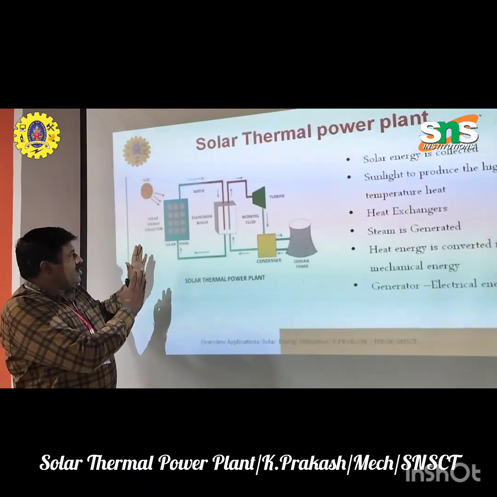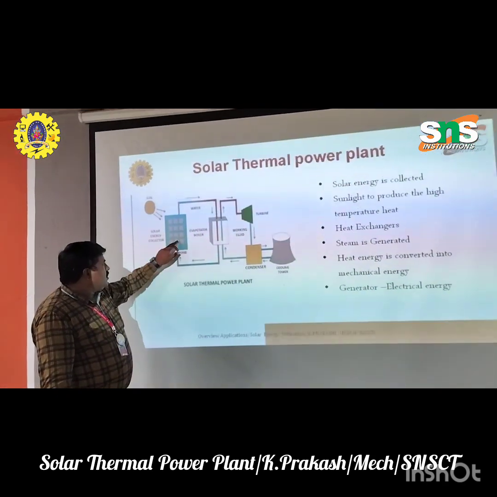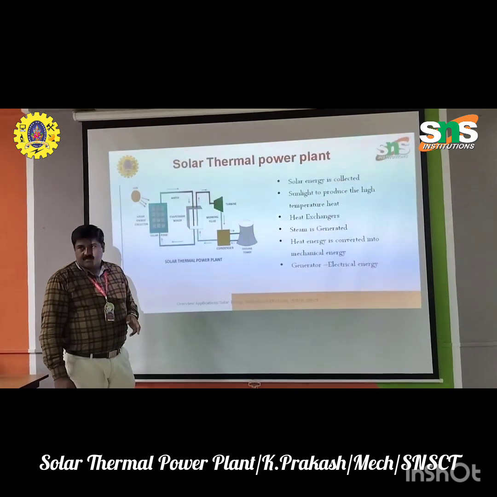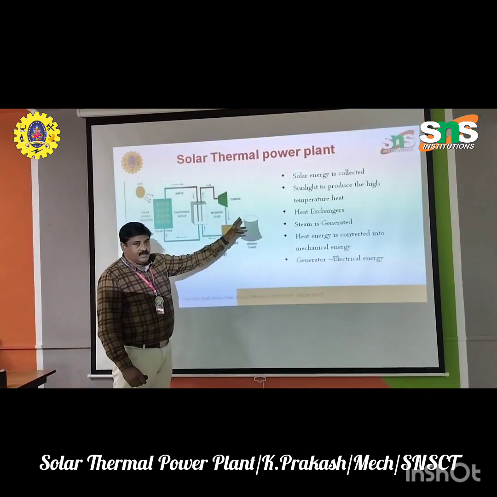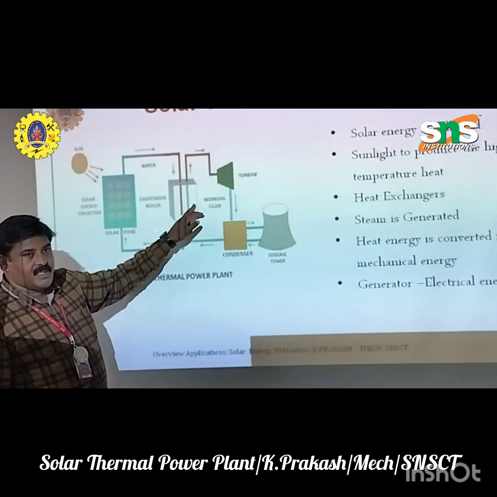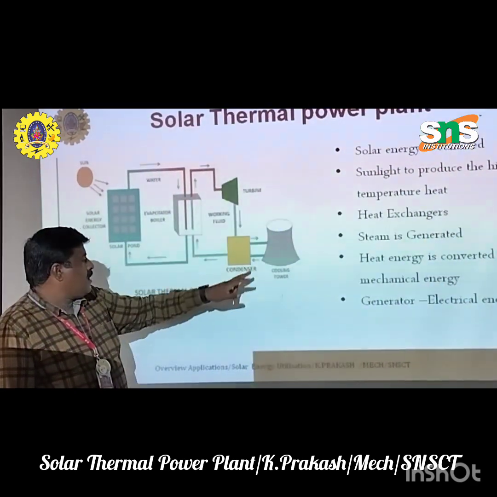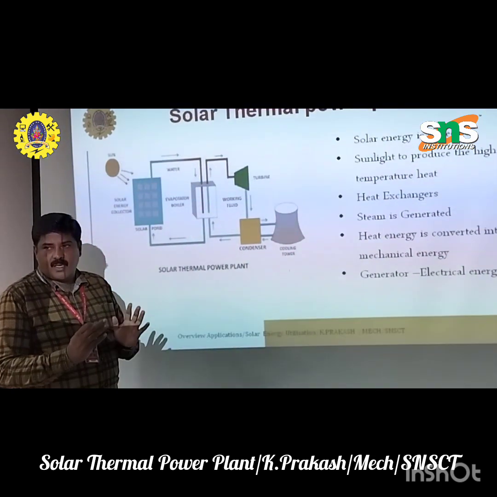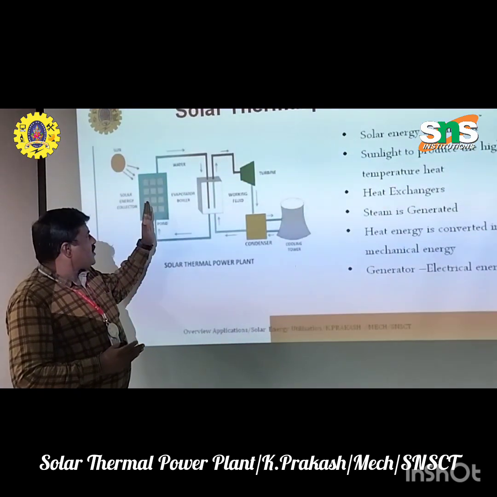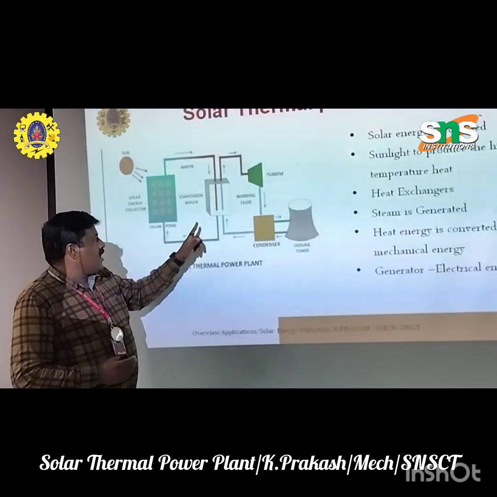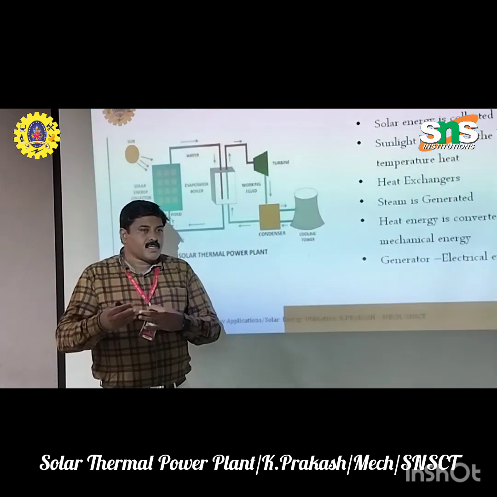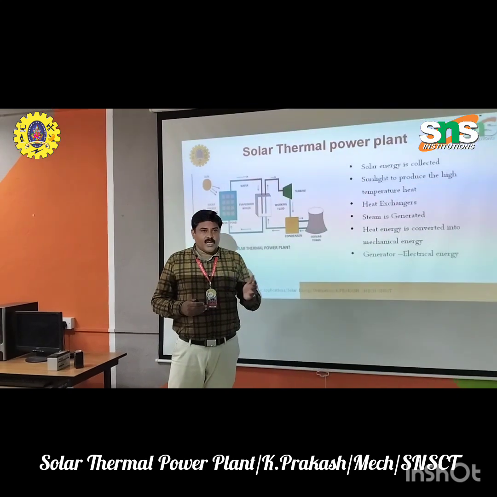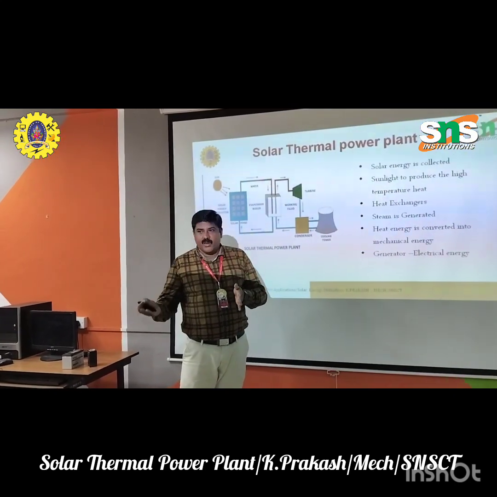In the first cycle, the components available are the solar collector and the heat exchanger. Coming to the second cycle, there is a heat exchanger, a turbine, a condenser, and a cooling tower. Now, the first cycle and second cycle are connected with the help of a heat exchanger. So what is a heat exchanger? Can you tell me? It transfers the heat from one working fluid to another working fluid.